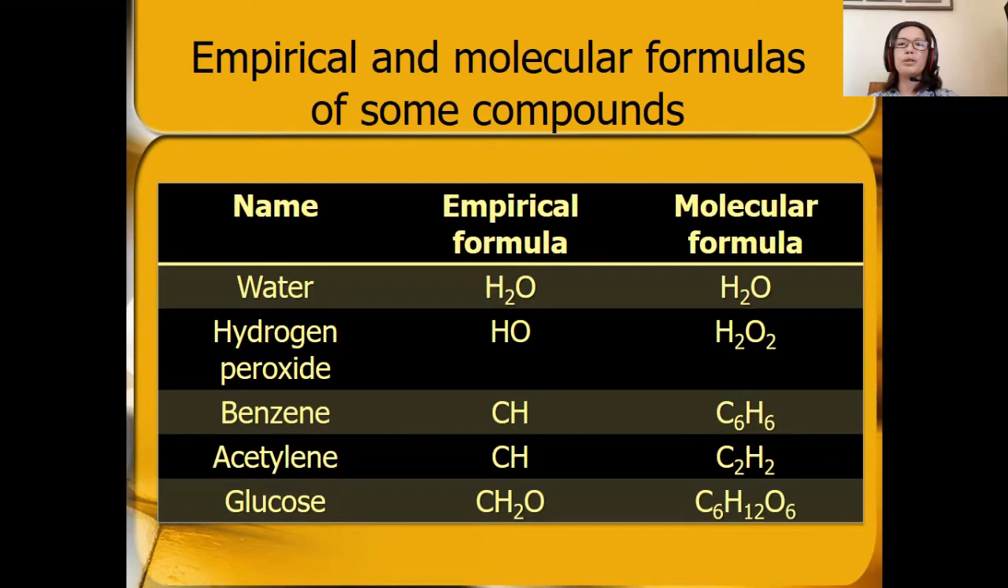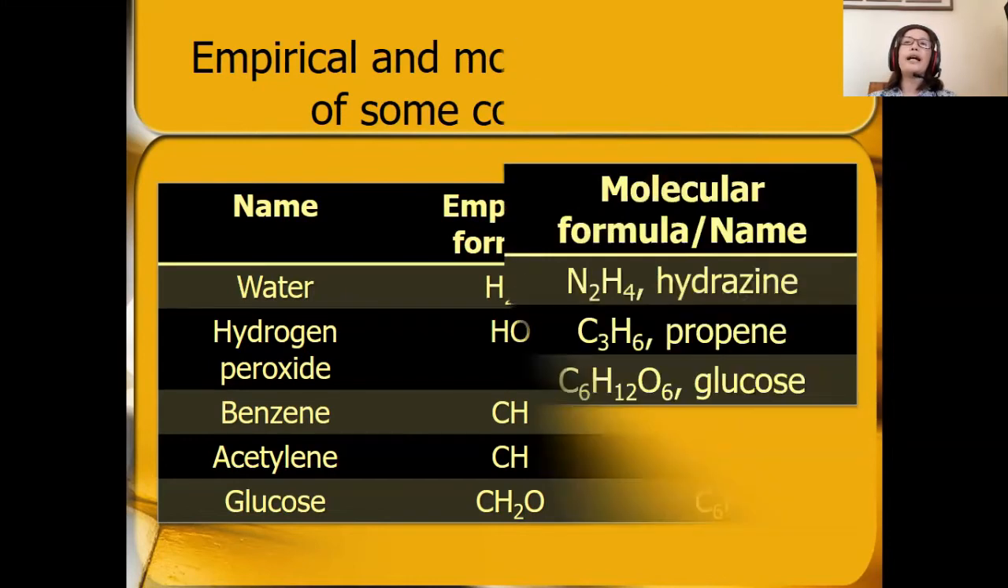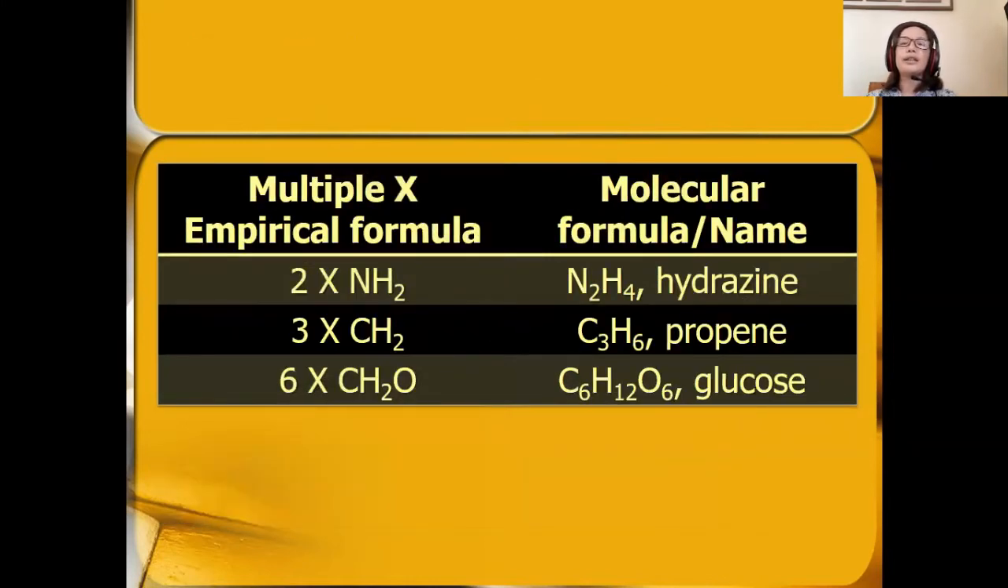Similar to glucose, look at glucose. The actual number of carbon, hydrogen, and oxygen is 6:12:6. But because these are divisible by 6, its empirical ratio is 1:2:1. Therefore, its empirical formula is CH2O. So with that, it's very clear that the molecular formula is simply a multiple of the empirical formula.